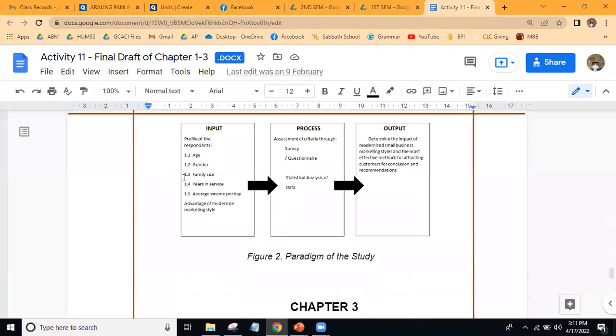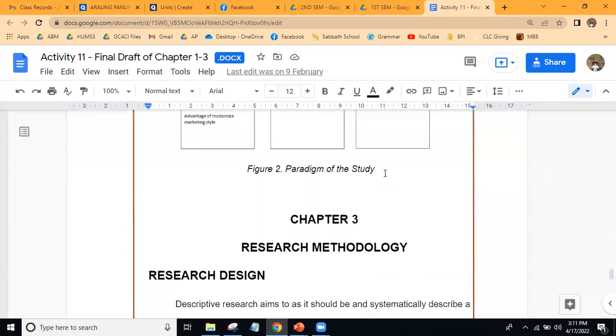The profile of the respondents, so those questions related to your topics, what is written in your SOP, that is your input. And then after processing it through a questionnaire or whatever you will use, through an interview or observation, the end of that is your output. That is the data you will get. Okay, so that is the end of chapter 2.